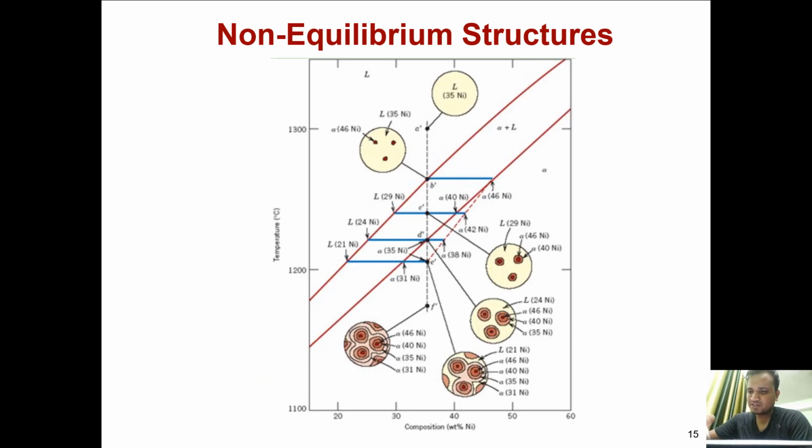So alpha is 46, but as we cool it down further, you can see the coring effect is there. This is basically called the coring effect. That means at the core the alpha composition is 46, as shown here, and just at the periphery it is 40%, then the next periphery 35%. If you go again, then 35, then 31 we have, and similarly for the liquid it is also decreasing. That's what it wants to say.